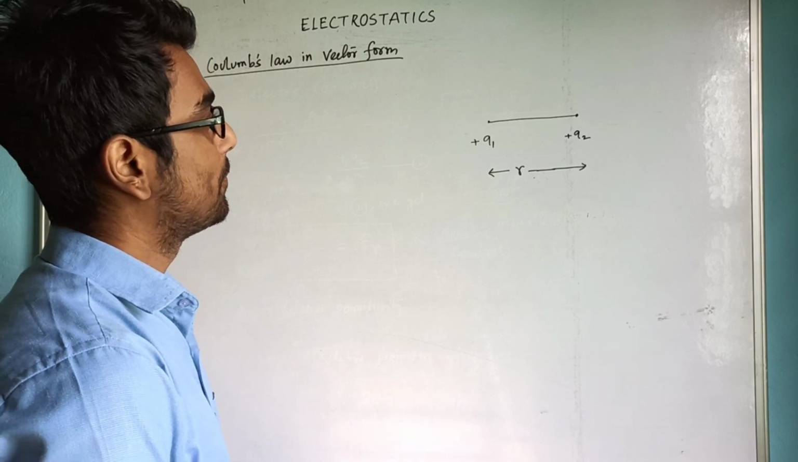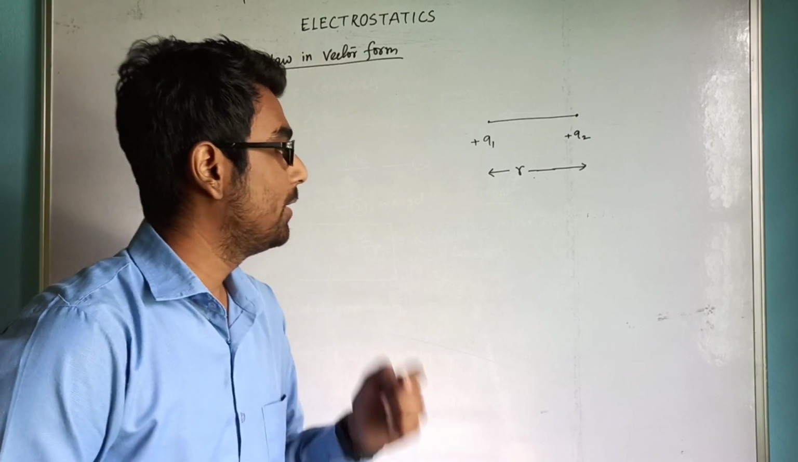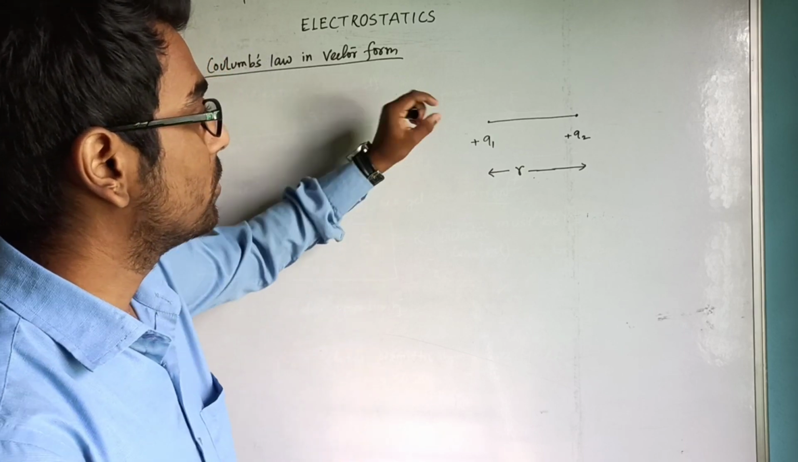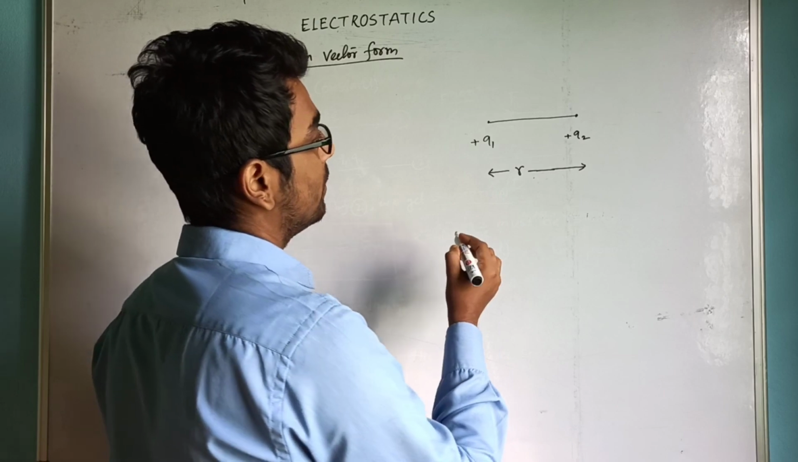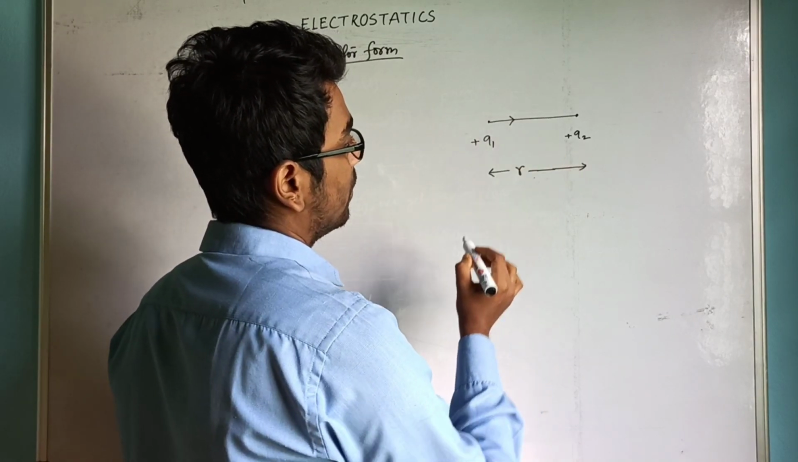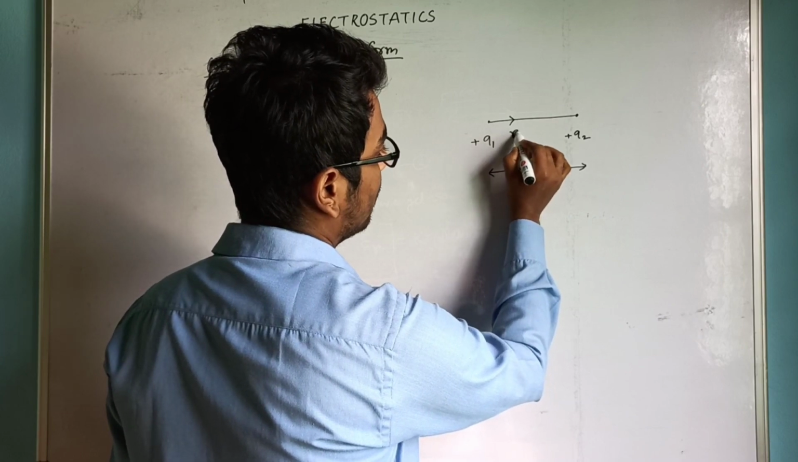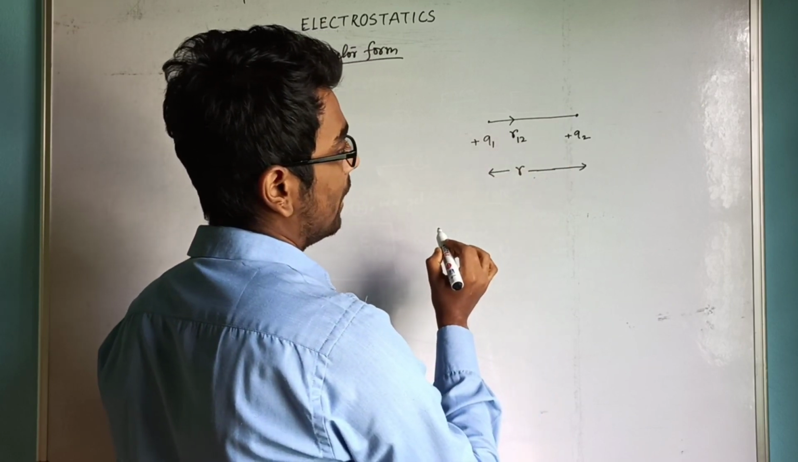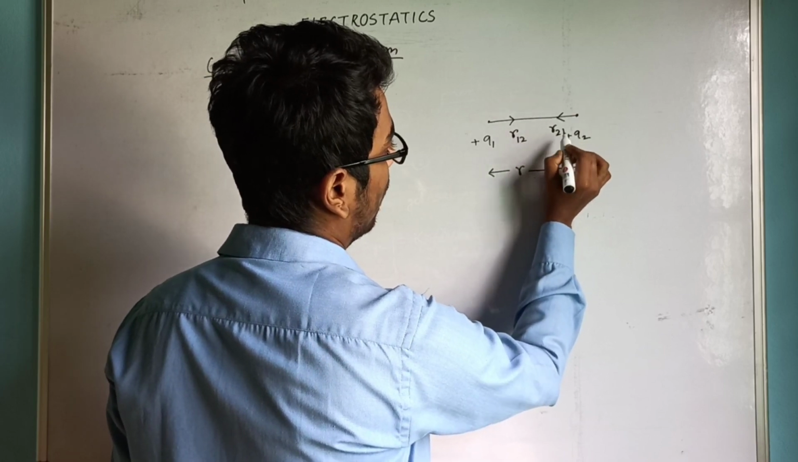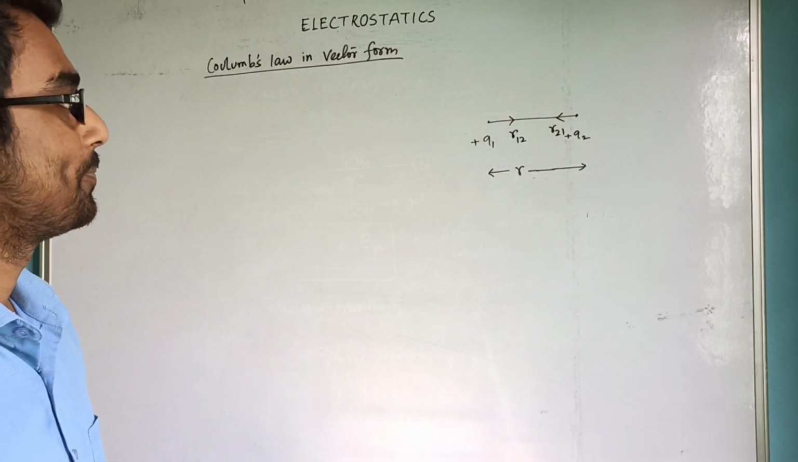In that case, here you need to consider the point of reference. Now suppose, let me draw it first. The direction of the distance will be r12 along this direction, and this direction will be r21.